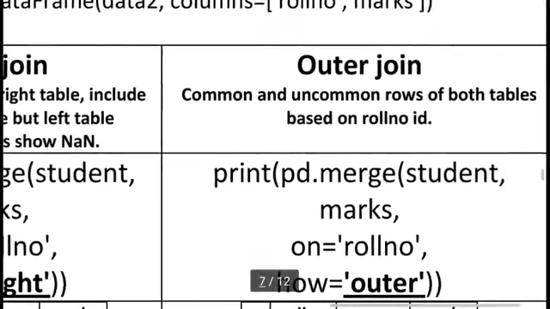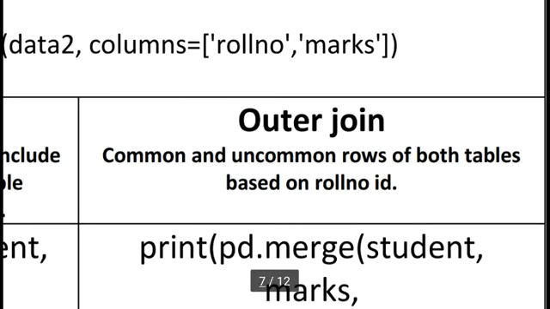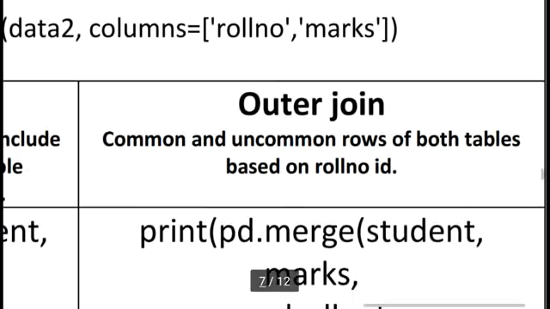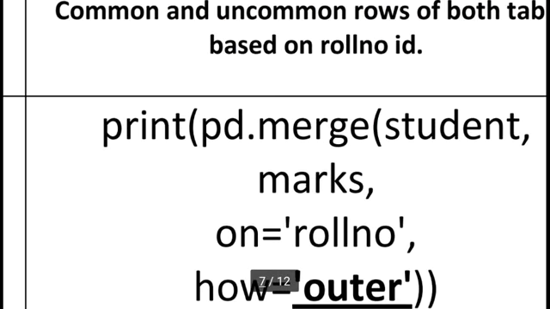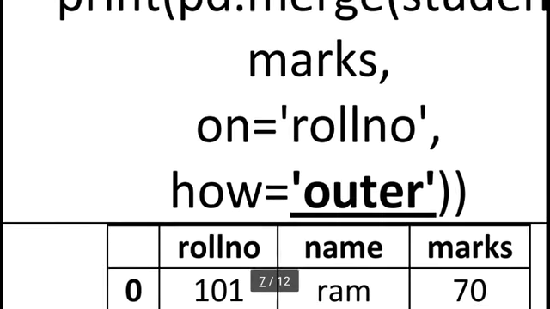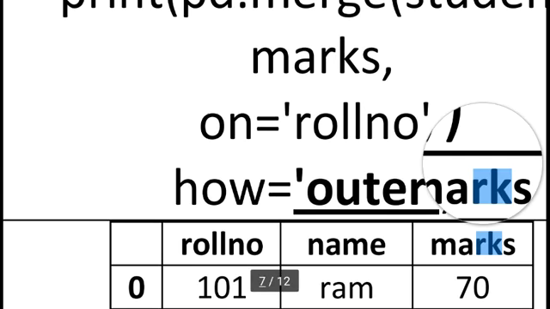Our final joining is the outer join. It gives common and uncommon rows of both tables based on roll number ID. pd.merge student comma marks on roll number. Here I am using outer. Outer means common rows of both tables, uncommon rows of the left table and uncommon rows of the right table.